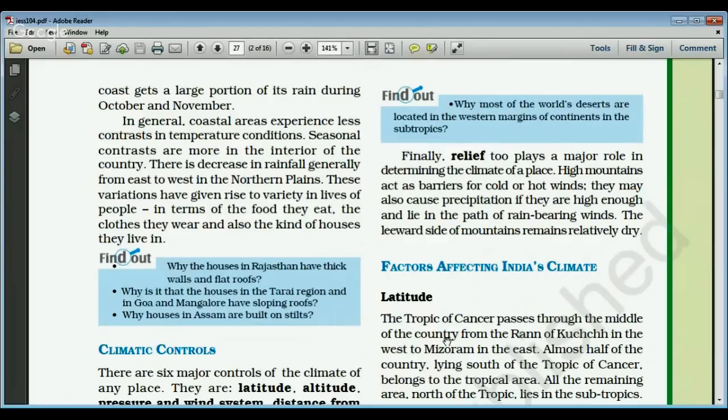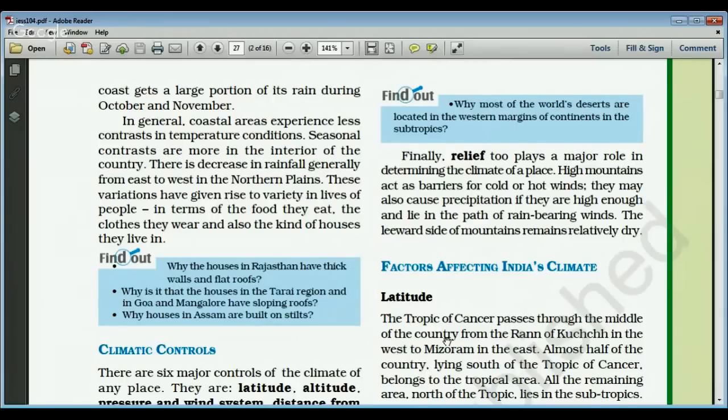And seasonal contrasts are more in the interior of the country. For example, we have seen in the Thar region, because of the continentality effect. And this is also another fact, that there is a decrease in the rainfall generally as we move from east to west in the northern plains. And these variations have actually given rise to variety in the lives of people, in terms of the food they eat, the clothes they wear, and also the kind of houses they live in.